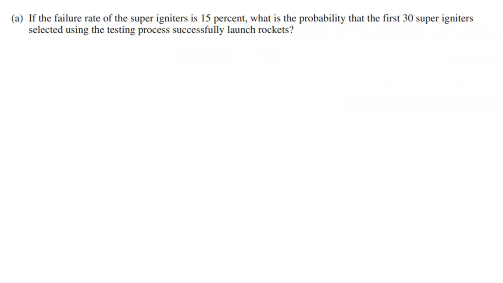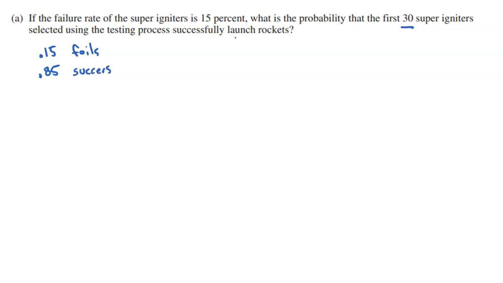All right. If the failure rate of the new super igniter is 15%, just like the old one, what is the probability that the first 30 igniters selected using the testing process successfully launch rockets? Okay, I need the first 30, all 30, to all work. Now let's remember that 15% is the probability it fails. Sometimes we call what we're looking for a success, but that's the rocket failing, right, to make it simple. That means there's an 85% or 0.85 chance that the rocket is a success, meaning it does launch.